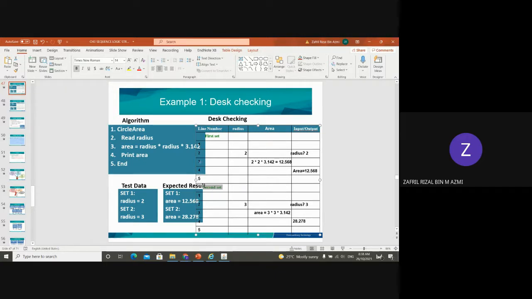That's why you see the number is reset again to 1 over here: 1, 2, 3, 4, 5. It is mainly the same process we use over here, but using different test data. This is using radius equal to 3. The input is 3. So make sure you change this, so it becomes like this.